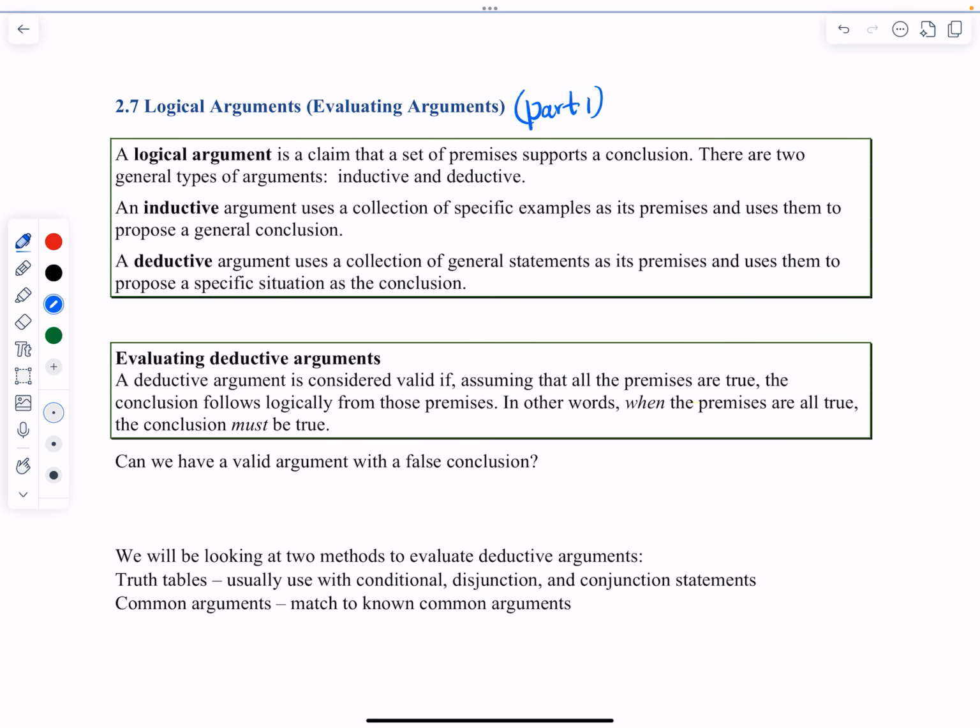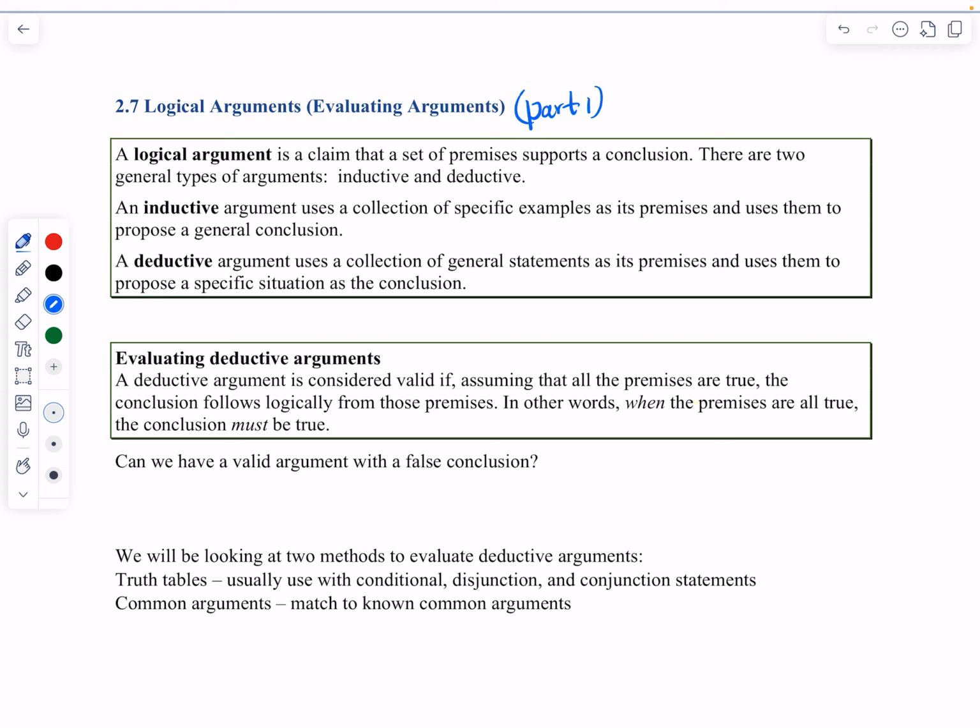All right, this is 2.7, logical arguments, evaluating arguments. Now this is going to be a very long section, so there's going to be several videos in this. So I'm just letting you know up front. So let's just focus for right now on what a logical argument is.